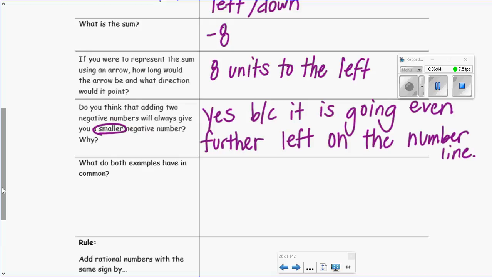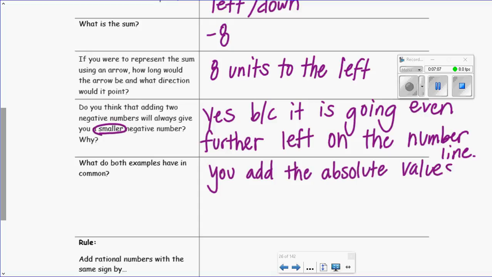Okay, what do both of these examples have in common? The one from page 25 and this one here. Well, they have the same signs. So you add the absolute values if they have the same sign. You add the absolute values if they have the same sign.